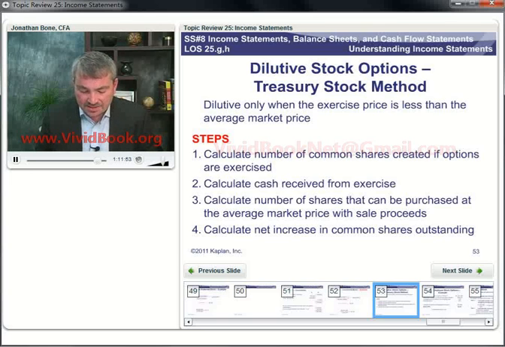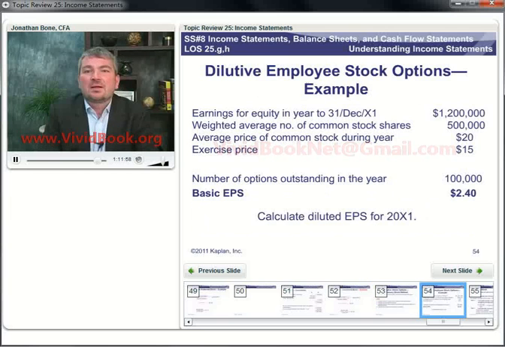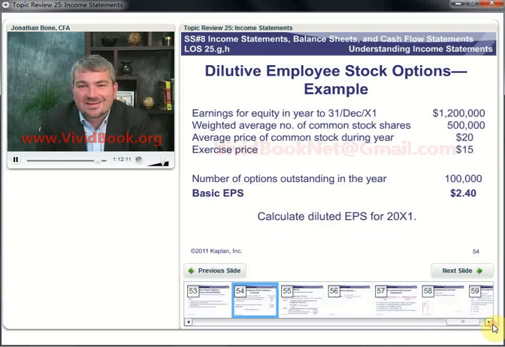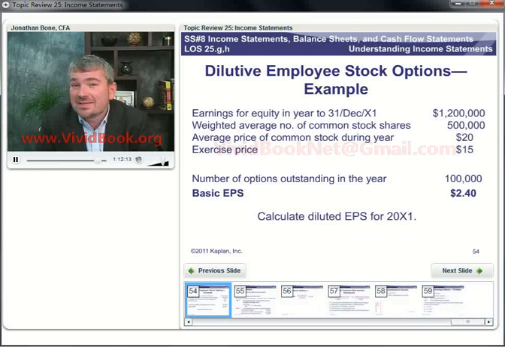Well, let's jump straight into an example to see this in play. So we've got earnings for our common stockholders of 1.2 million. There's 500,000 weighted average shares in issue. We've also been told the average price of our common stock during the year was $20. Strike price on these options, $15.